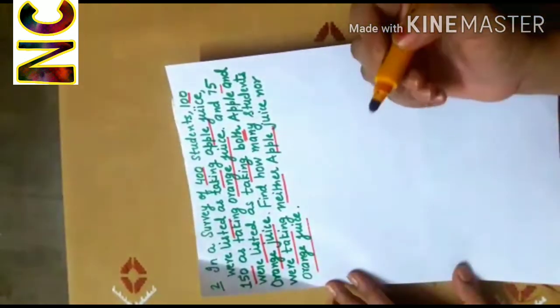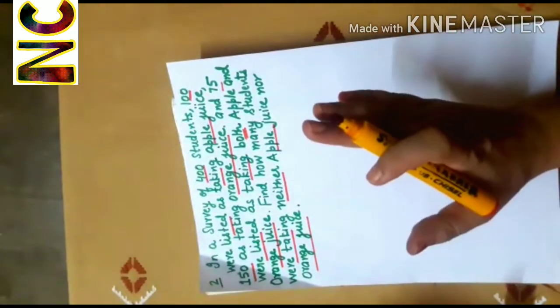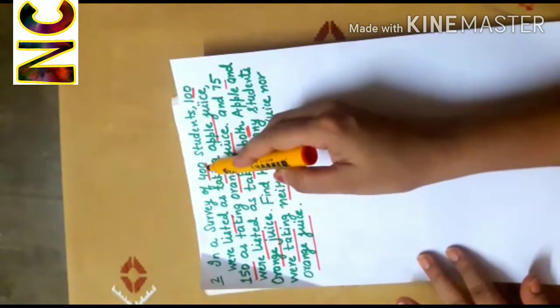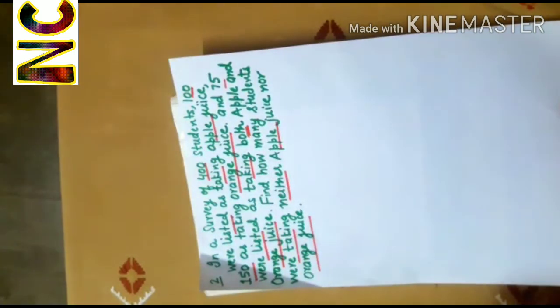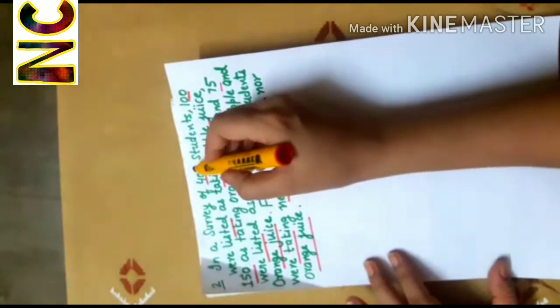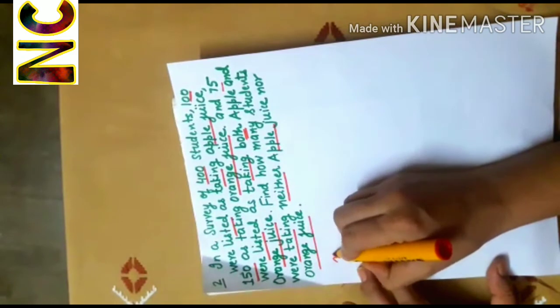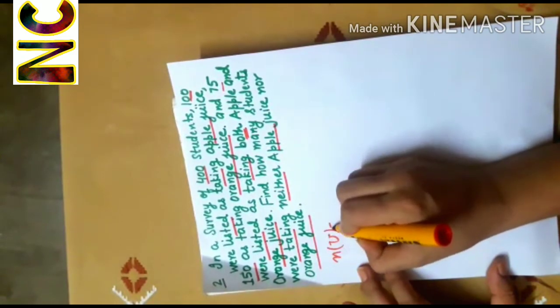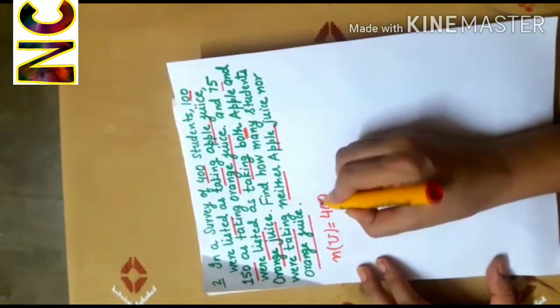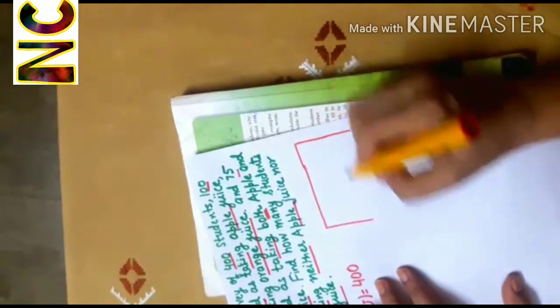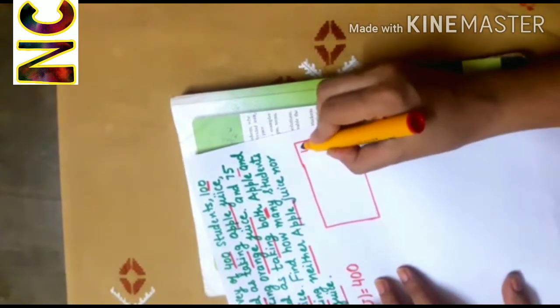Okay. One thing is clear from the question, that amongst these students, there are students who are taking neither apple juice nor orange juice. So, the total number of students is 400. So, that gives you the number of elements in the universal set. That is 400. So this rectangle denotes the universal set.